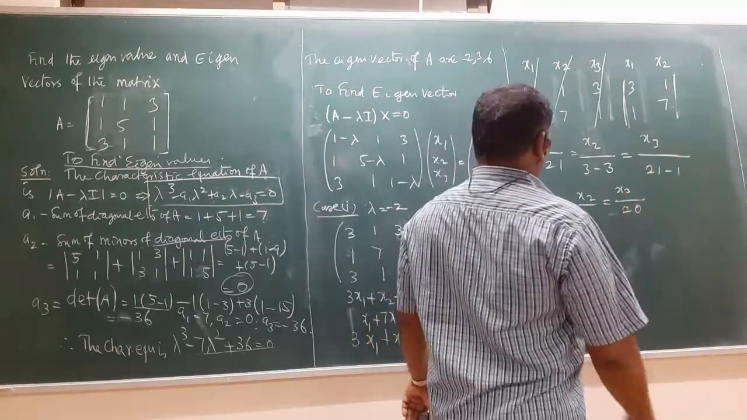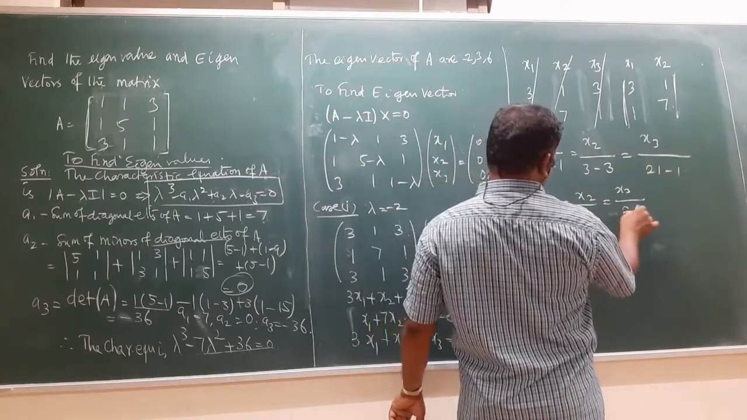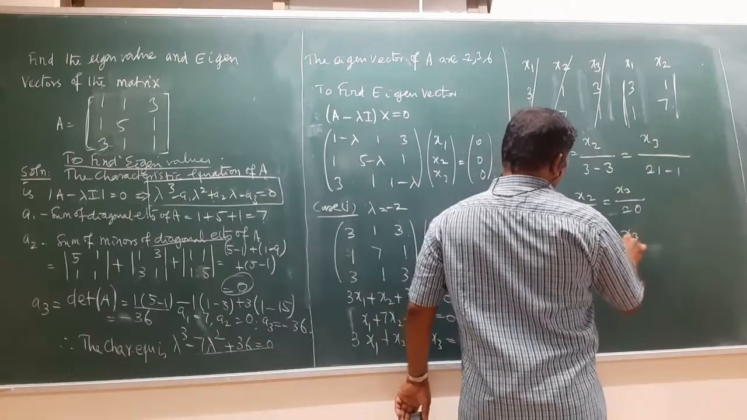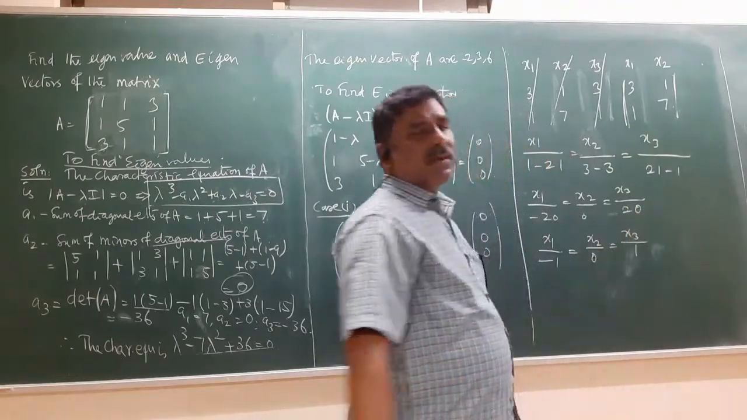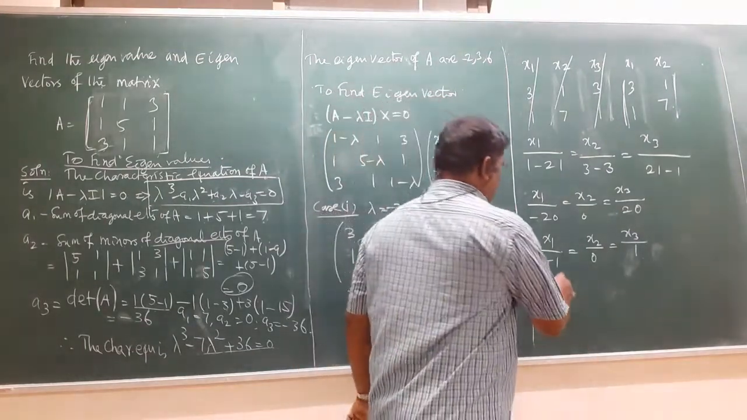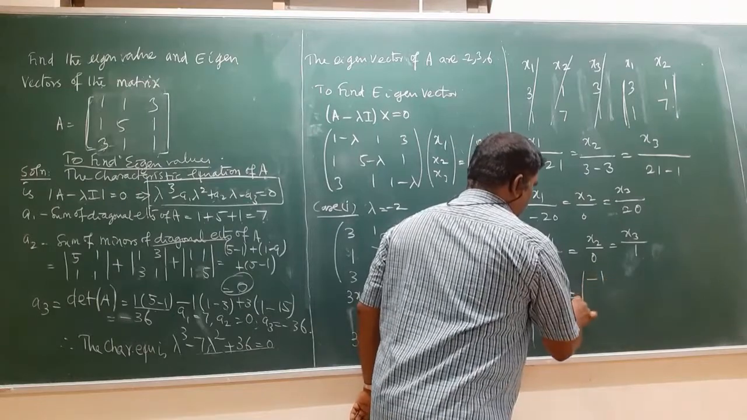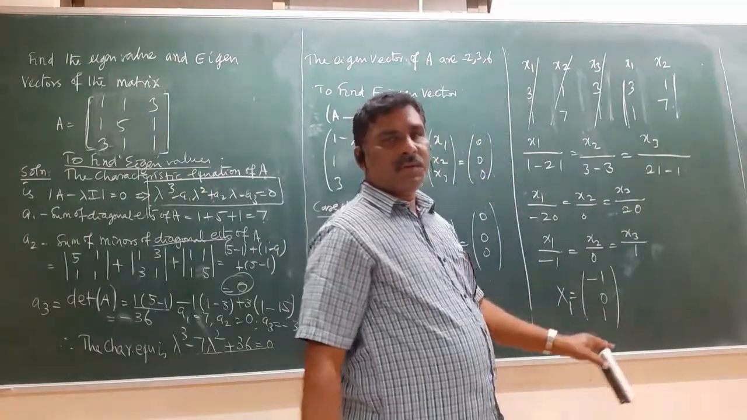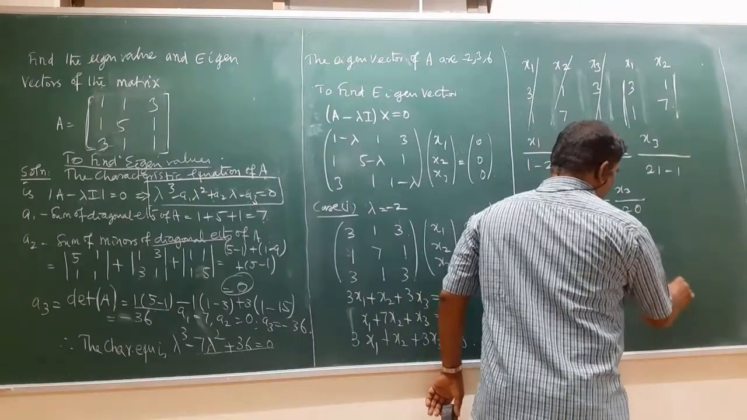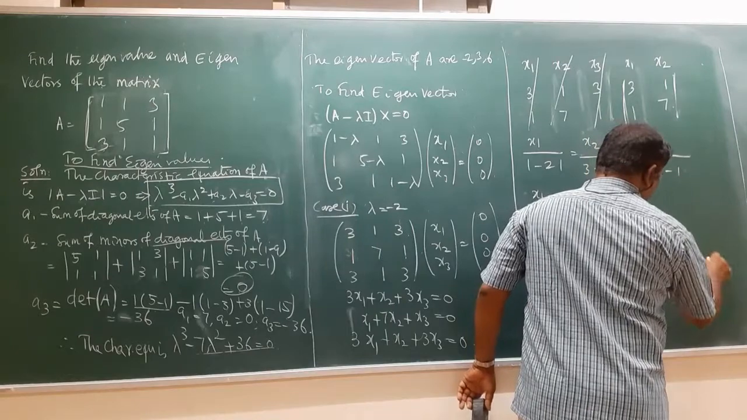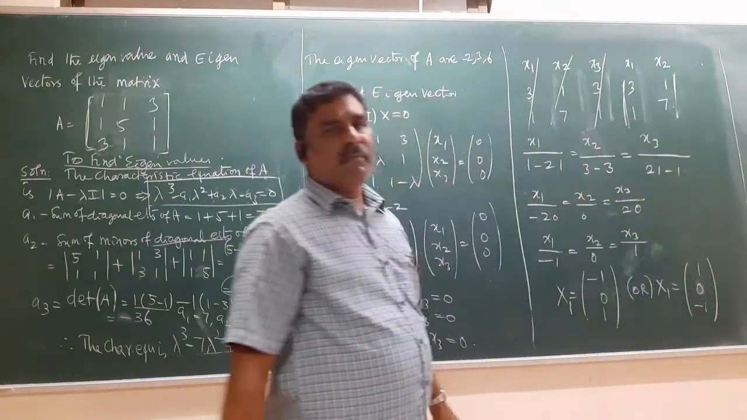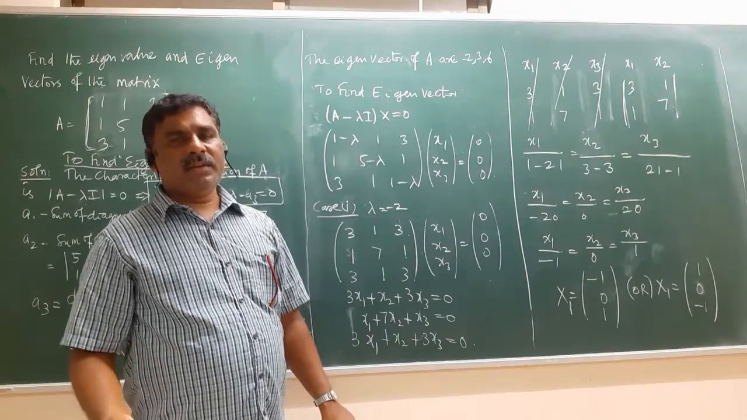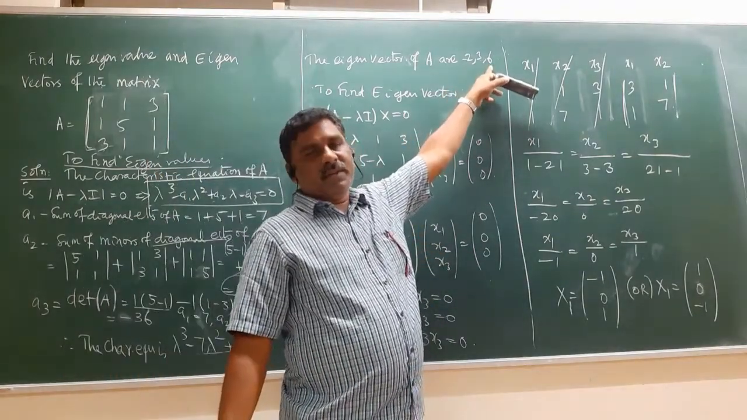So what you get? x1 by minus 20, x2 by 0, x3 by 20. That means x1, x2, x3 are in the ratio minus 20, 0, 20. This can be written as x1 by minus 1, x2 by 0, x3 by plus 1. So we can write the first eigenvector is x equal to minus 1, 0, 1. It is one ratio. Otherwise we can write this as 1, 0, minus 1. Similarly, we can find the next two eigenvectors for lambda equal to 3 and 6.